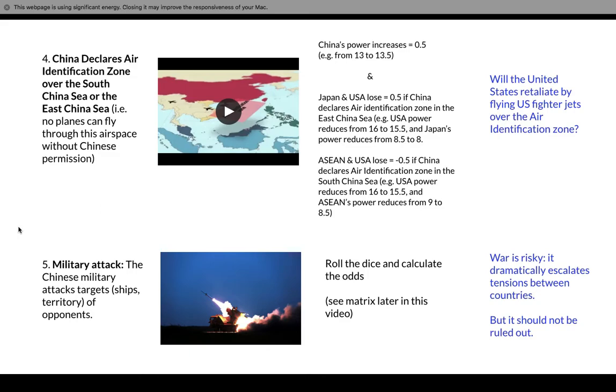The most aggressive thing that you can do is a military attack. So the Chinese military can attack the target, like opposition targets, like ships and territory. If you do this, we're going to do a little bit of a game where you have to roll a dice and calculate the odds. And I'll show you how we do that in just a minute. Just remember that war is very risky. It dramatically escalates tensions between countries, but it should not be ruled out as a policy option in these negotiations.